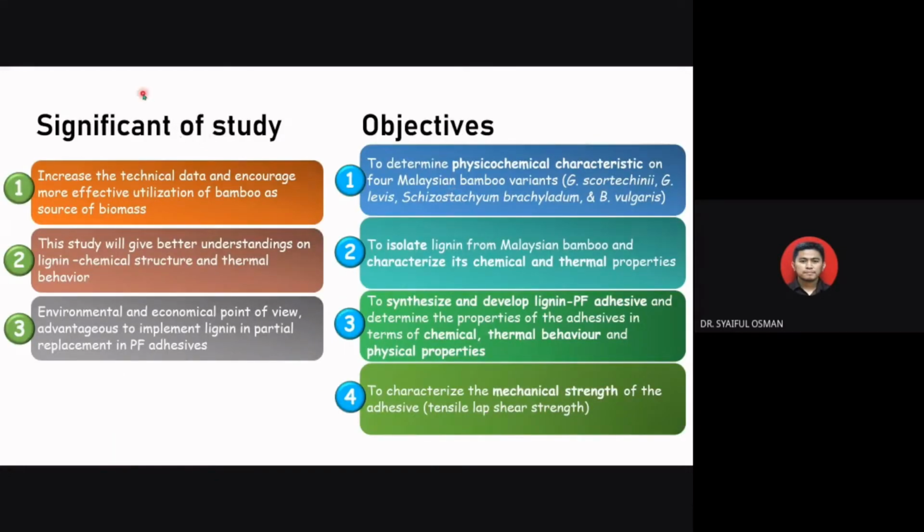So this is the significance of my study. First, I want to increase the technical data and encourage more effective utilization of bamboo as a source of biomass. And this study will give a better understanding on the lignin chemical structure and thermal behavior. And the third one is the environmental and economical point of view. It is advantageous if we want to implement lignin as a partial replacement in a PF adhesive.